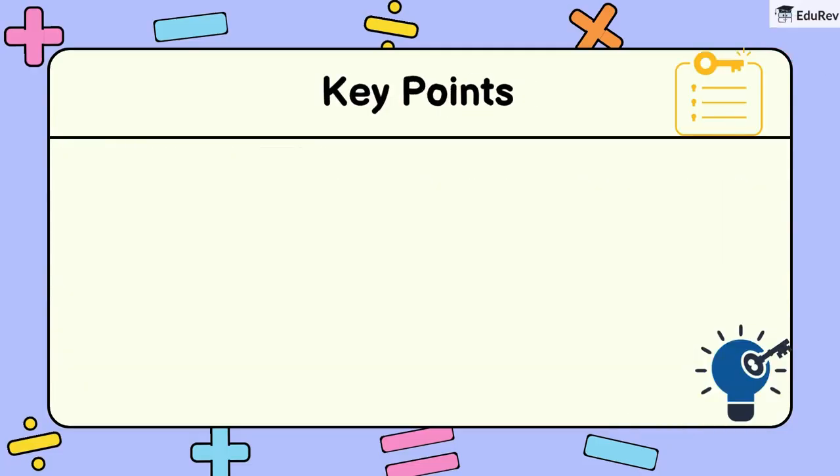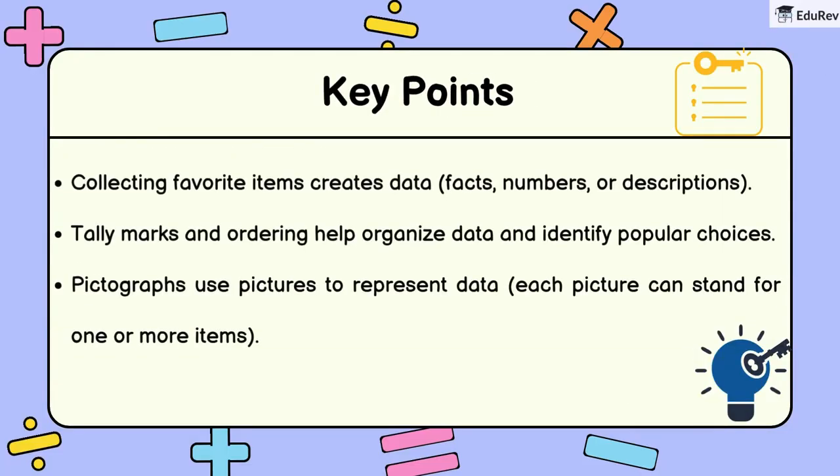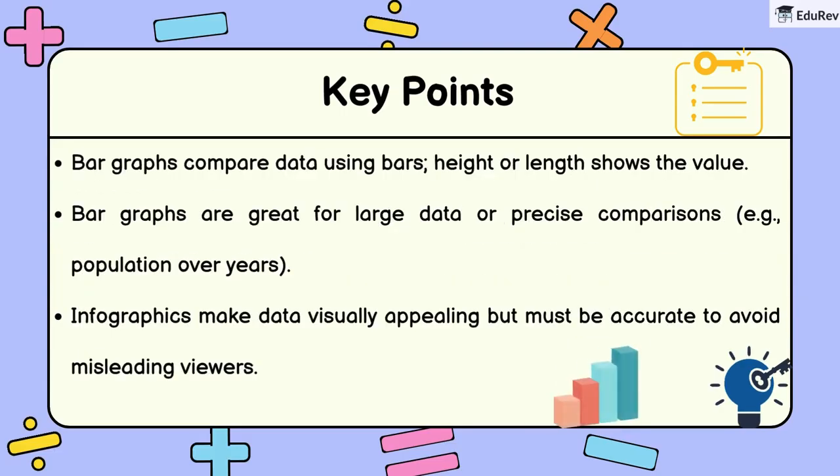In summary, collecting favorite items helps create data which can be organized using tally marks and ordering to identify popular choices. Pictographs use pictures to represent data, and bar graphs compare data using bars, making it easier to see trends. Lastly, infographics help make data visually appealing but must be accurate to avoid misleading viewers.